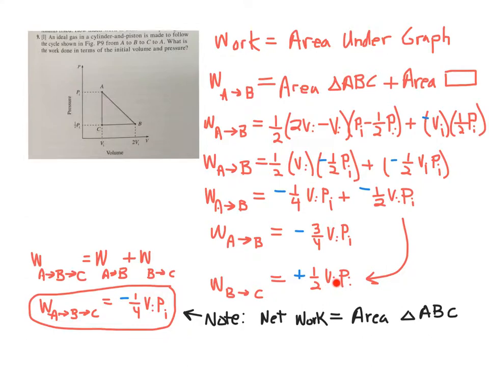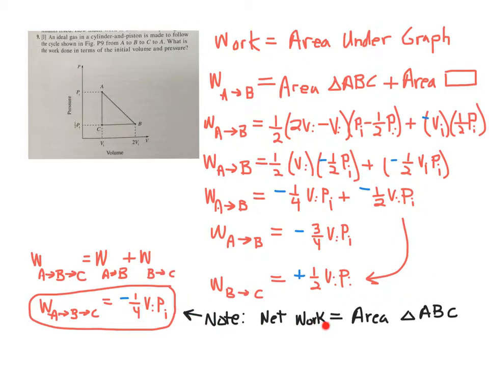So the net work, if you go around the entire cycle from A to B to C back to A, because from C to A there is no work done. I could have added that on, plus the work from C to A, which is 0. I didn't put that on there because there are only two processes in which the work is done. But if I add those two areas up, I get negative 1/4 v sub I p sub I.